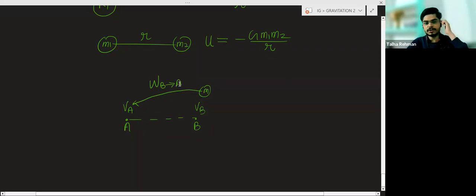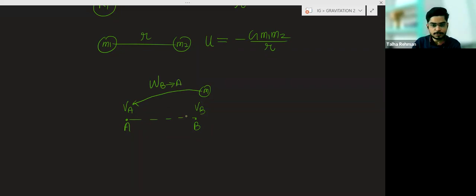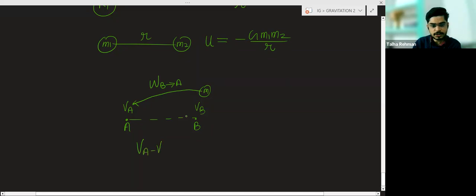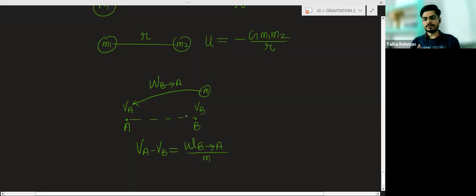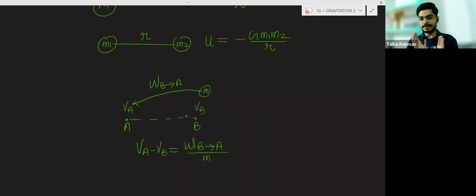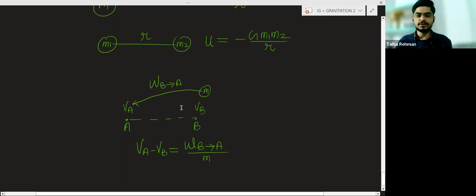So there is a relation between this work done and the potential difference. The potential difference VA minus VB is equal to the work done in bringing the mass from B to A divided by the mass m. This work done can be the work done by the gravitational force, or the work done by the electrostatic force, or it can be equal to the external work done also.